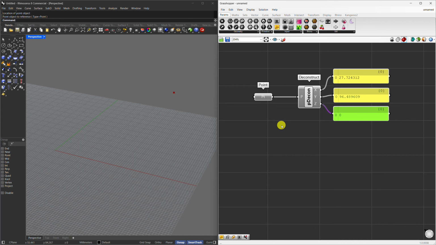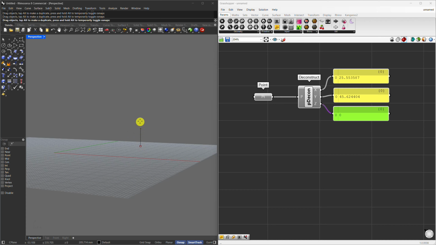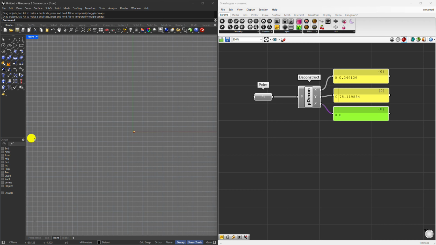So now let's move the point to see how it changes. These are related to the origin point, which is 0, 0, 0. As you can see, the z value is completely 0, even though we are moving, because it's happening in the xy plane only. Let's move this point in the z direction. Okay, let's go to the front view, then move it. As you can see, the z direction also becomes some value.